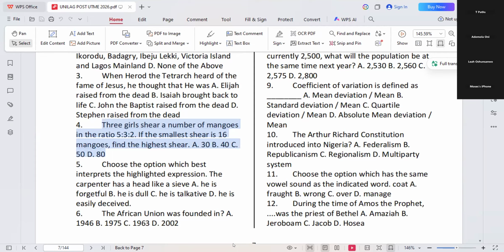Three girls share a sum of mangoes in the ratio 5:3:2. Hello guys, can you see the screen I'm sharing? Yes, sir. Okay.